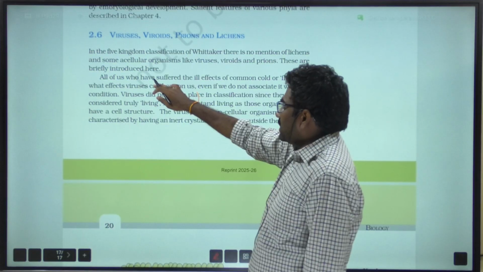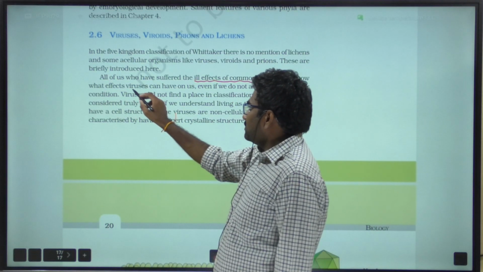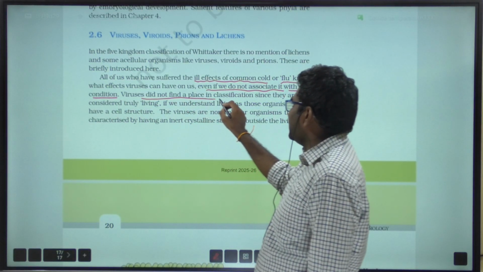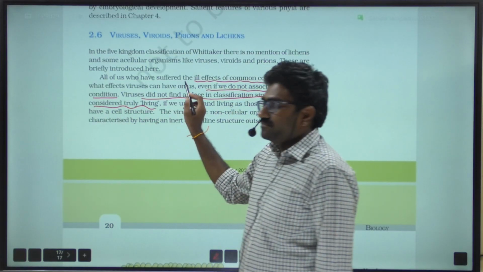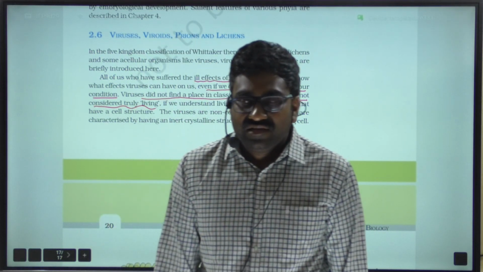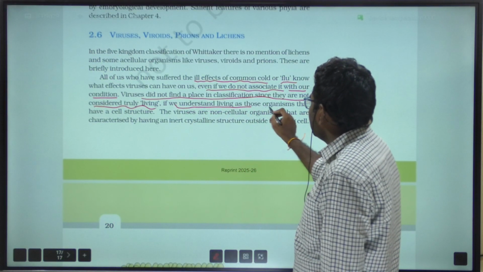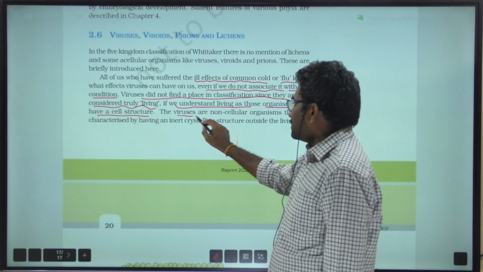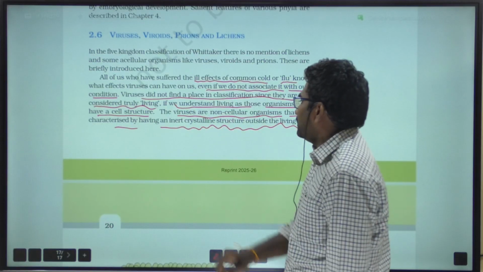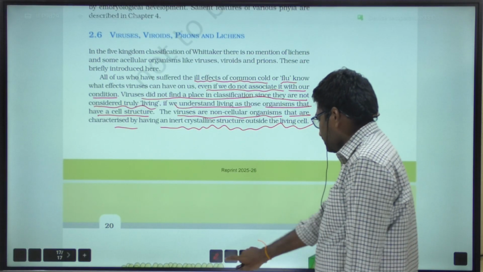All of us who have suffered the ill effects of common cold or flu know what effects viruses can have on us. Even if we do not associate it with our condition, virus did not find a place in classification since they are not considered truly living. Very important. So viruses are considered as non-living. That is why they are not classified under any classification system, right? If we understand living as those organisms that have a cell structure, the viruses are non-cellular organisms that are characterized by having an inert crystalline structure outside the living cell. Very important.